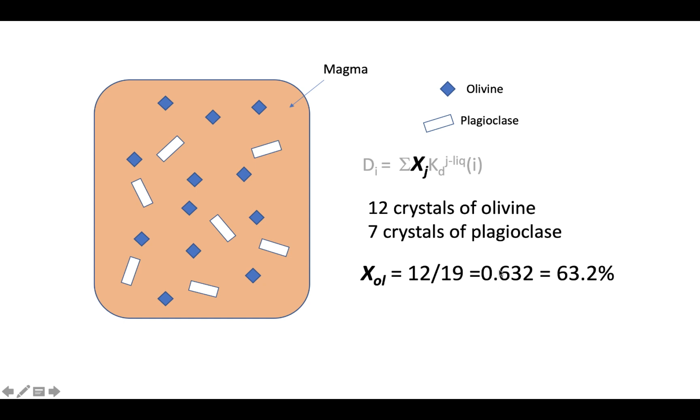We could do the same thing for crystals of plagioclase. We can write x sub PL, PL for plagioclase. We have 7 crystals of plagioclase out of the total of 19 crystals altogether, and that's 36.8%, or as a fraction, 0.368. So those are our xj that are going to go into this equation.